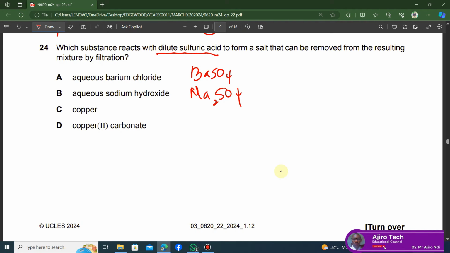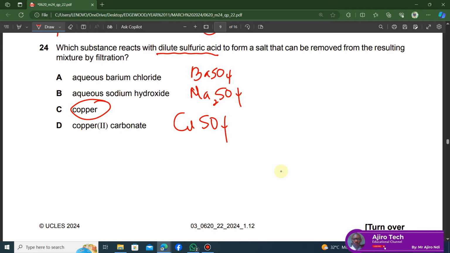If you react copper with dilute sulfuric acid, you are likely going to have a challenge because hydrogen is more reactive than copper. So depending on the concentration, you could have no reaction going on here. Then copper 2 carbonate with this, you have copper 2 sulfate. Okay, so these are the 3 salts majorly we will be dealing with.